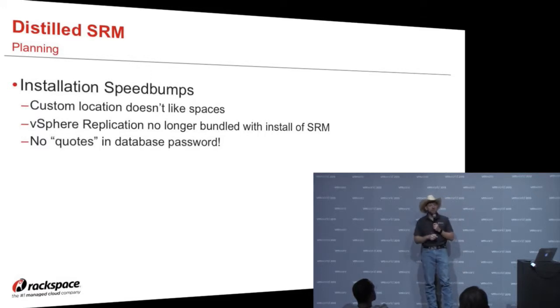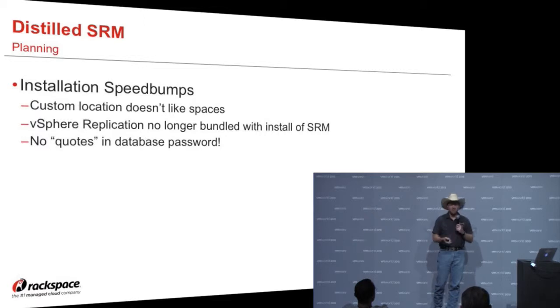Also, they recommend that you install vSphere Replication prior to installing SRM. As of SRM 5.8, they no longer bundle vSphere Replication into it. With 5.5 and previous, when you installed SRM, it would ask you, do you want to install vSphere Replication? That's no longer there. I've done SRM and then installed vSphere Replication, and it's not a problem. It works, but their recommendation is to install vSphere Replication first.